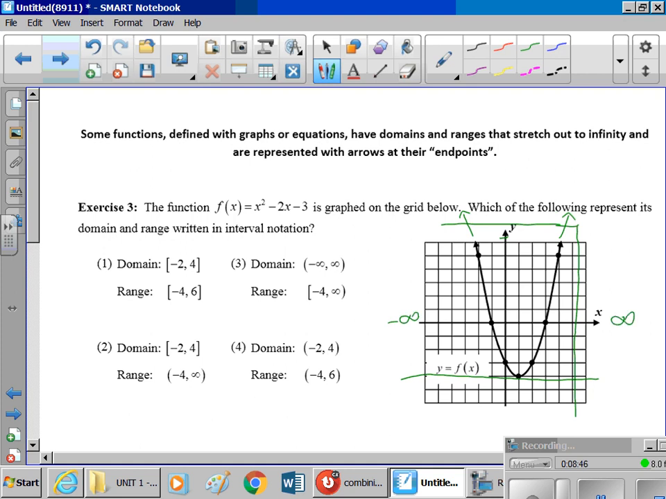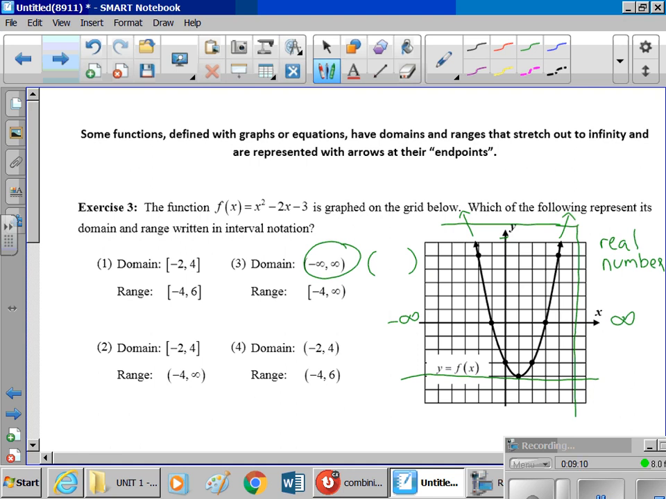And sometimes we'll say the domain is all real numbers, but if you're writing it in interval notation, how we write that is negative infinity to positive infinity, and we actually surround it with parentheses versus brackets. All right, so now if you look, it's the only one that has that.